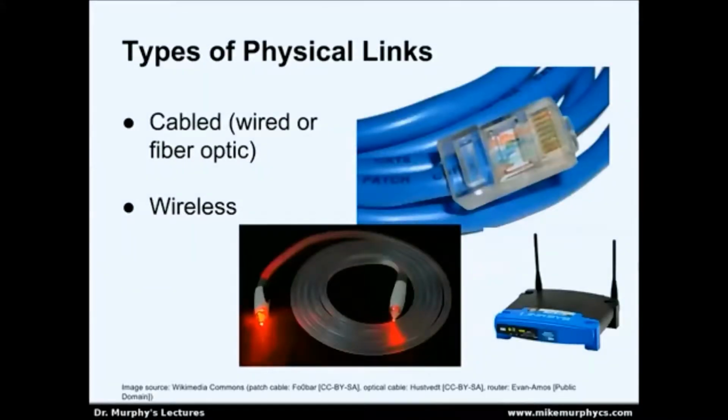Now, there are many types of physical links. We can generally categorize these links into either cabled links or wireless links. A cabled link has some kind of cable running between the devices in the network. Here I have a couple of examples. I have a patch cable, a category 5 patch cable. This is a type of cable that can be used with wired Ethernet networks, and this cable uses 8 pieces of copper wire to transmit data.